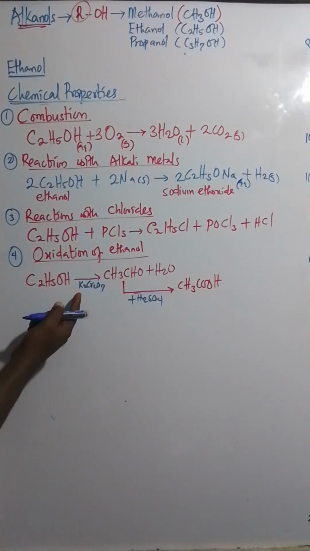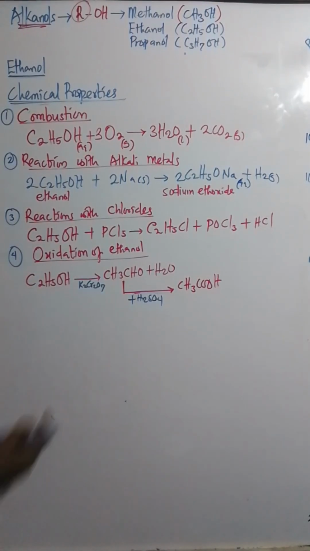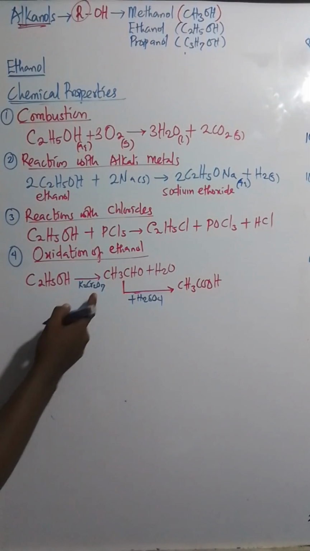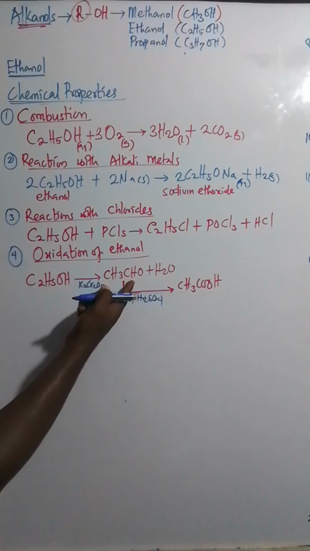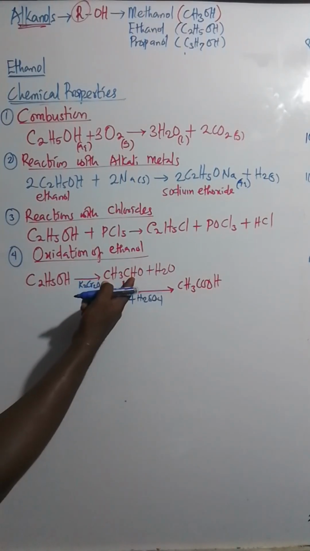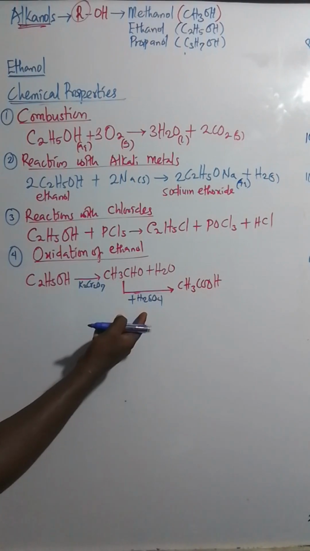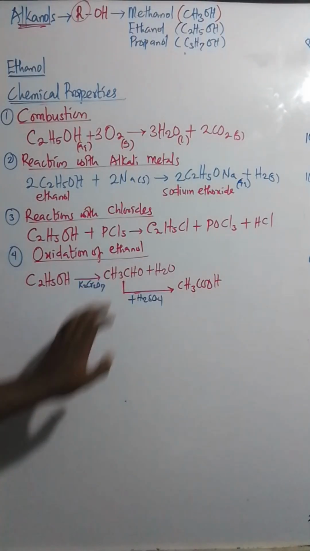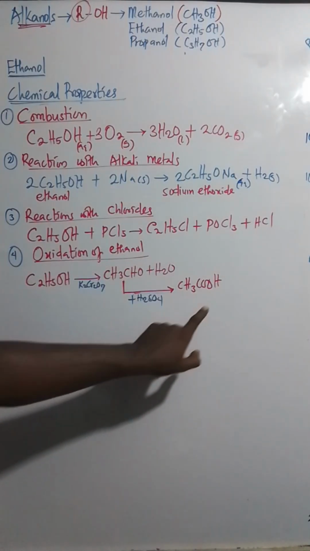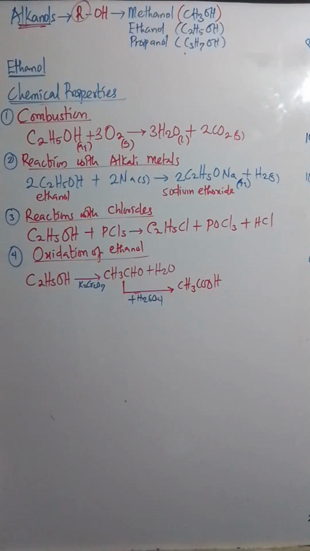In the presence of potassium dichromate, acidified, ethanol will be oxidized to give us what? Ethanal. So that is from alkanol to alkanal. Then further oxidation in the presence of H2SO4 will give us what? Carboxylic acid. So from ethanol, we can go to ethanal by oxidation. From ethanol, we can move to alkanoic acid by further oxidation, but in the presence of H2SO4.